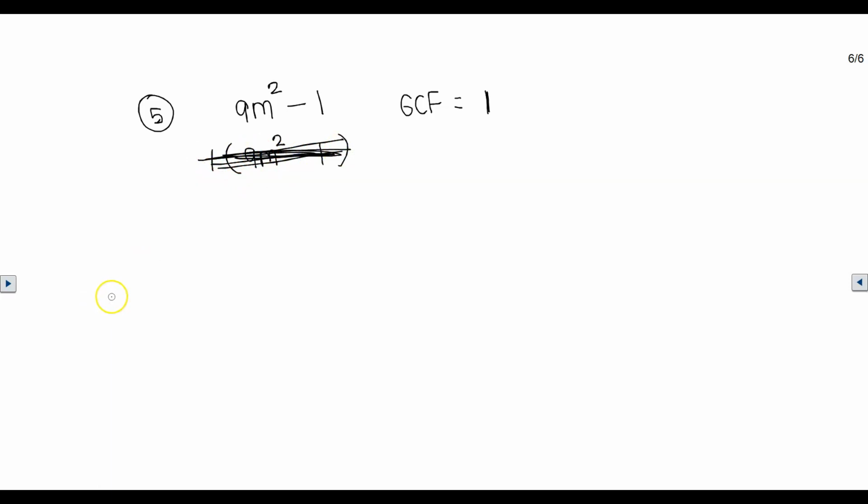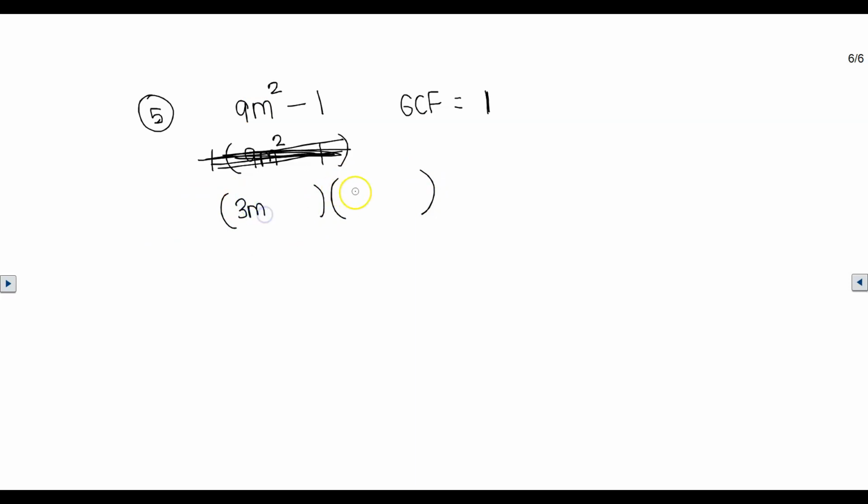So now, doesn't mean we're done. We just can't take out a GCF. This is 2 terms, so that might be a difference of squares. Is it a binomial? Yes. Does it have subtraction? Yes. Are these perfect squares? Yes, because this is 3m times 3m, and this is 1 times 1. So we would use our difference of squares pattern on this one.